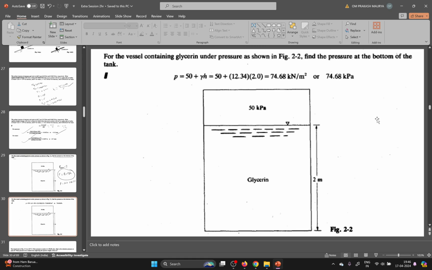Okay, your standard value of the glycerin, that is your gamma value, that is rho g. Rho g for glycerin is 12.32 kilonewton per meter cube.